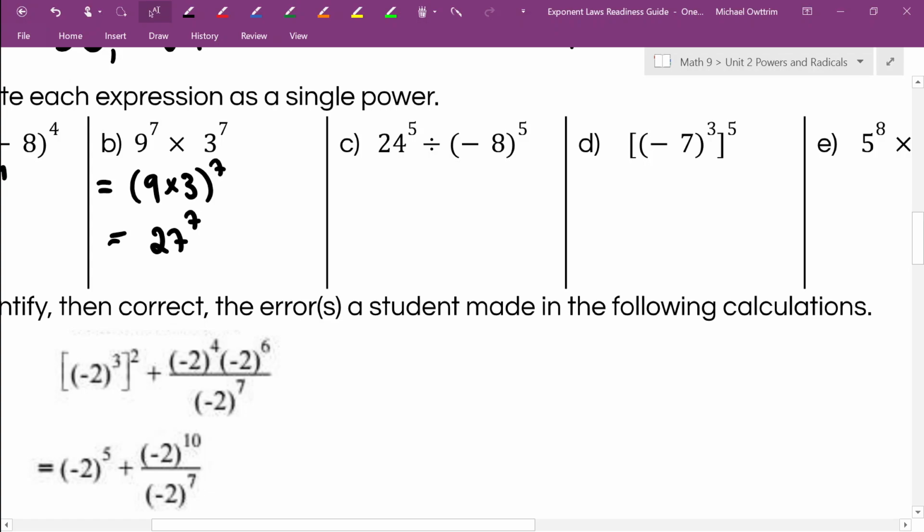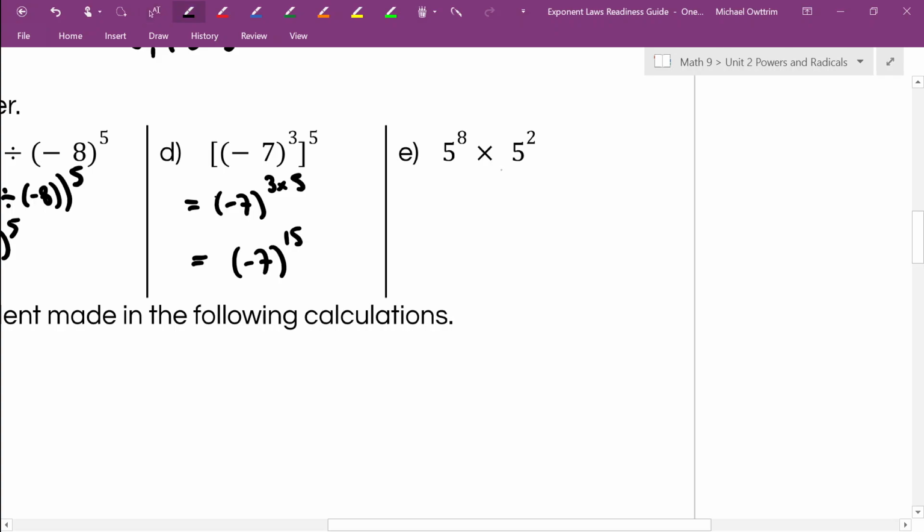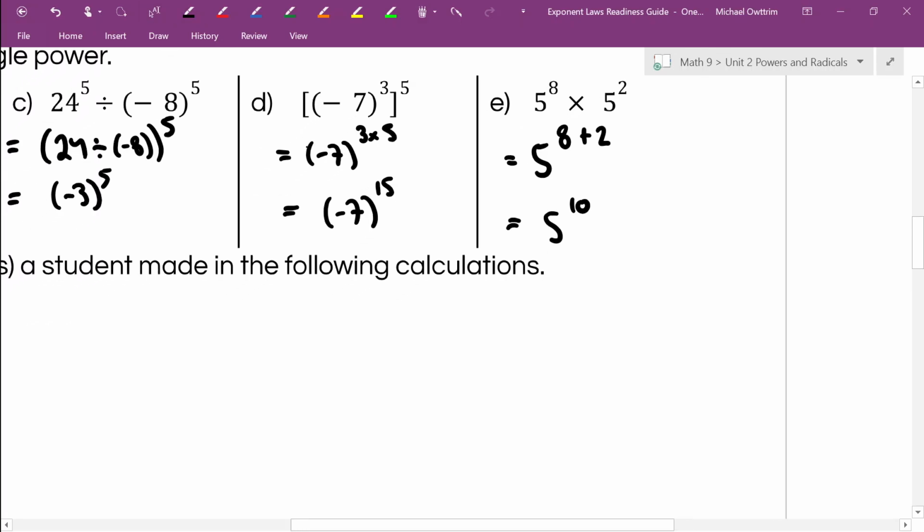Same thing in question C. I don't have the same bases, but I do have the same exponent. When that's the case, I can combine my bases and keep that exponent. So 24 divided by negative 8 is negative 3, exponent 5. In question D, I'm going to use my power of a power law. When a power is raised to another exponent, I multiply those exponents. And so this will be negative 7 to the 15. Then when I have the same base and I'm multiplying powers, I'm going to add their exponents. So this will be 5 exponent 10.